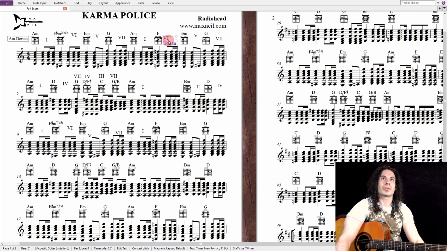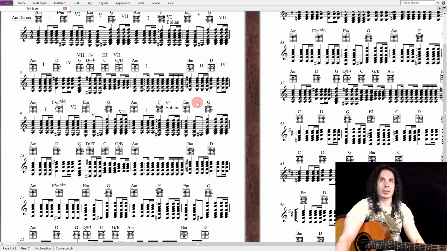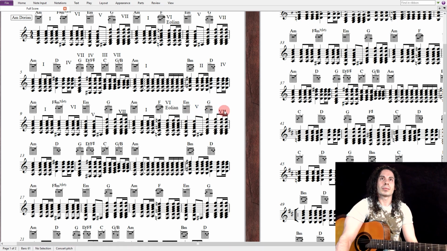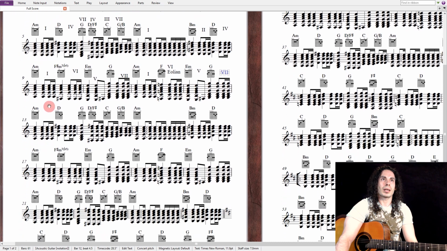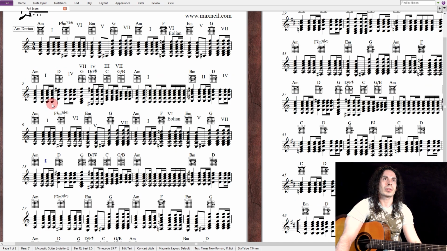I'm going to copy this from here. F is the 6th from the Aeolian mode, E is the 5, G is the 7th, and here A minor is the 1. Well, I'm going to copy this from here because it's the same thing.